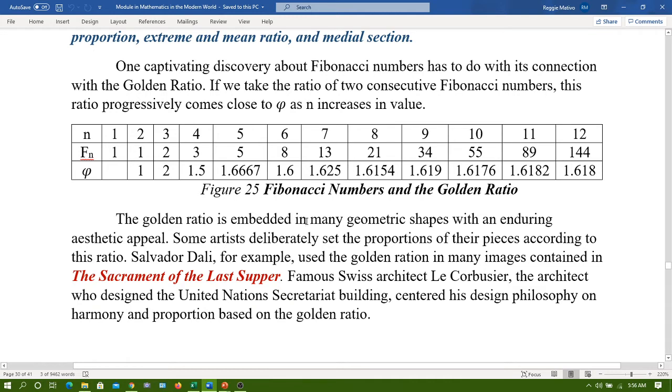Some artists deliberately set the proportions of their pieces according to this ratio. Example is Salvador Dali, who used the golden ratio in many images contained in the Sacrament of the Last Supper. Famous Swiss architect Le Corbusier, the architect who designed the United Nations Secretariat building, centered his design philosophy on harmony and proportion based on the golden ratio.